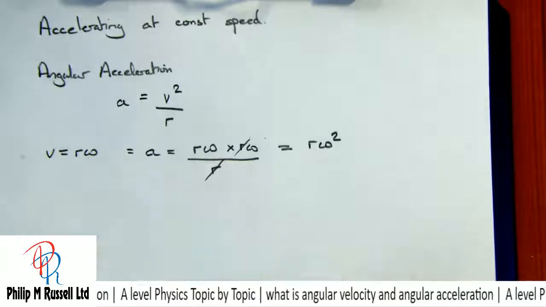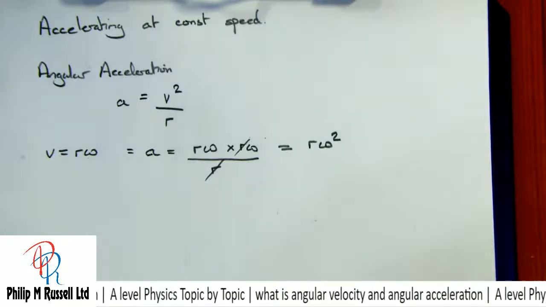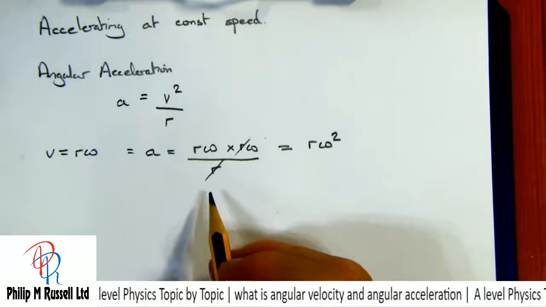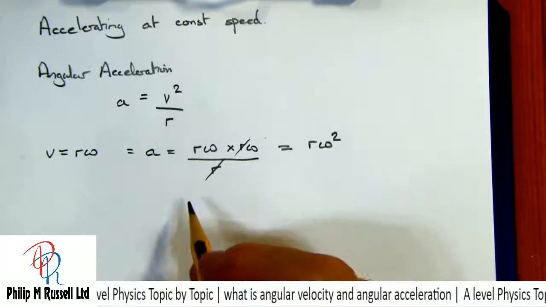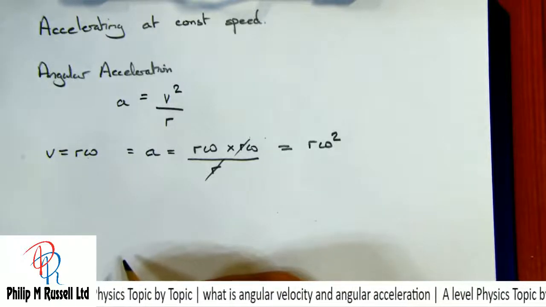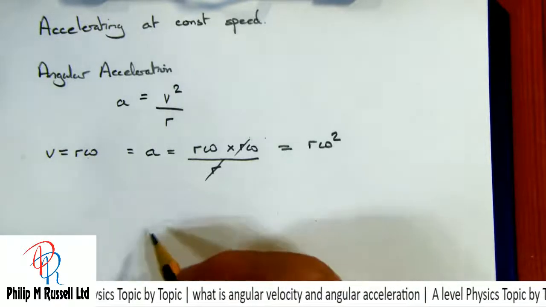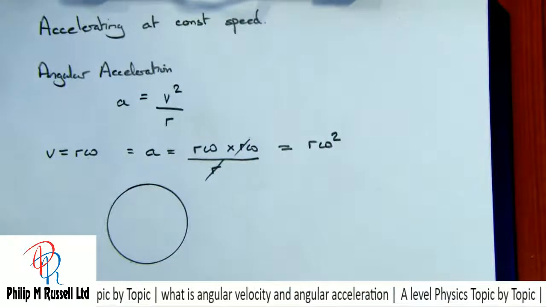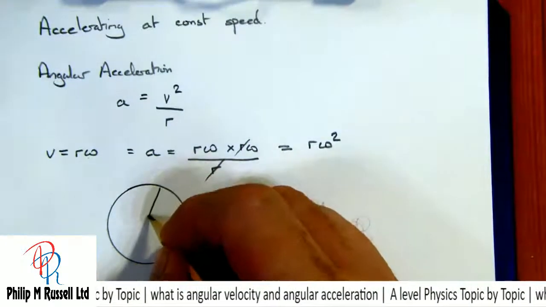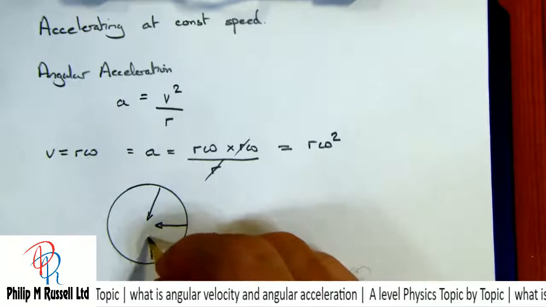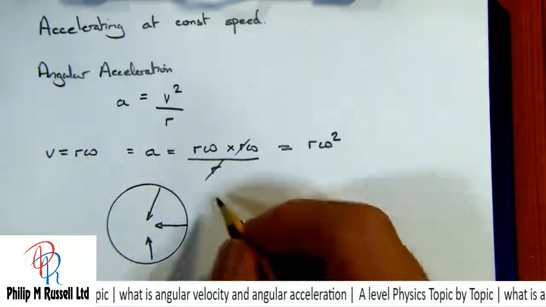So acceleration here is a vector quantity, and that gives me a problem because it's a vector quantity, but the acceleration is always in the same direction. If we think about this, that's not surprising, because wherever I'm going, my acceleration is always towards the center of the circle.